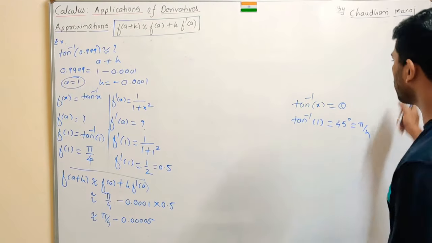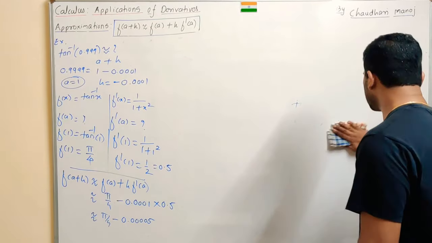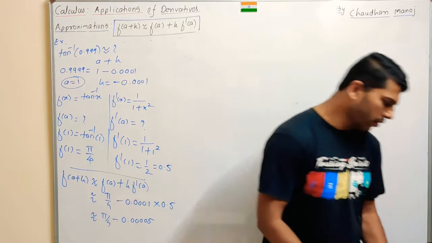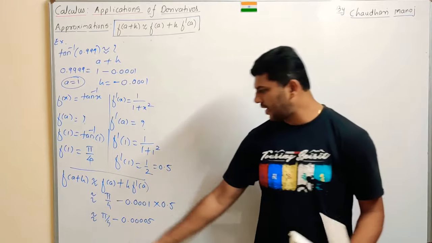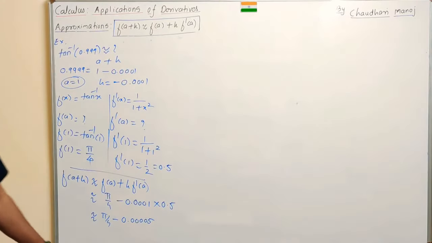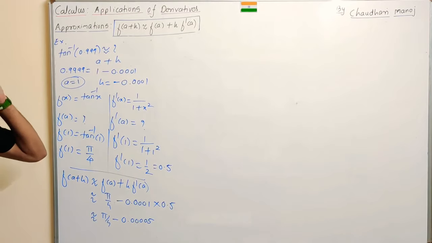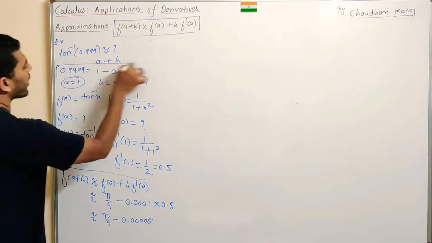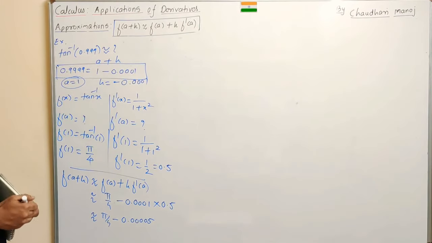If you want, you can substitute the value of pi, which is 3.142. After that, if you want, you can simplify. But I will suggest keep this as it is, and I hope every one of you got the answer for this one. And the reason is why I split this 0.999 as 1 minus 0.001.